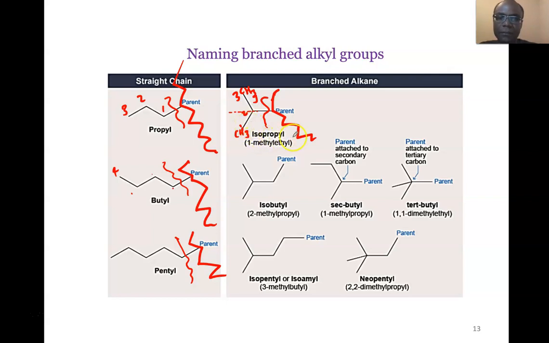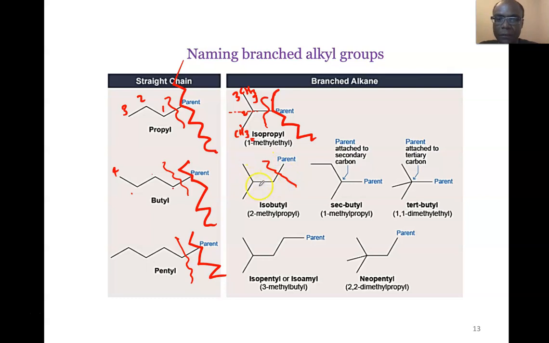So we say iso. Alternatively, it's an isomer of a propyl. You see the propyl has 3 carbons. This has 3 carbons, so it's an isomer, so we call it isopropyl. The I is not italicized. I repeat, the I is not italicized. You're gonna need that while writing the official name of the molecule.